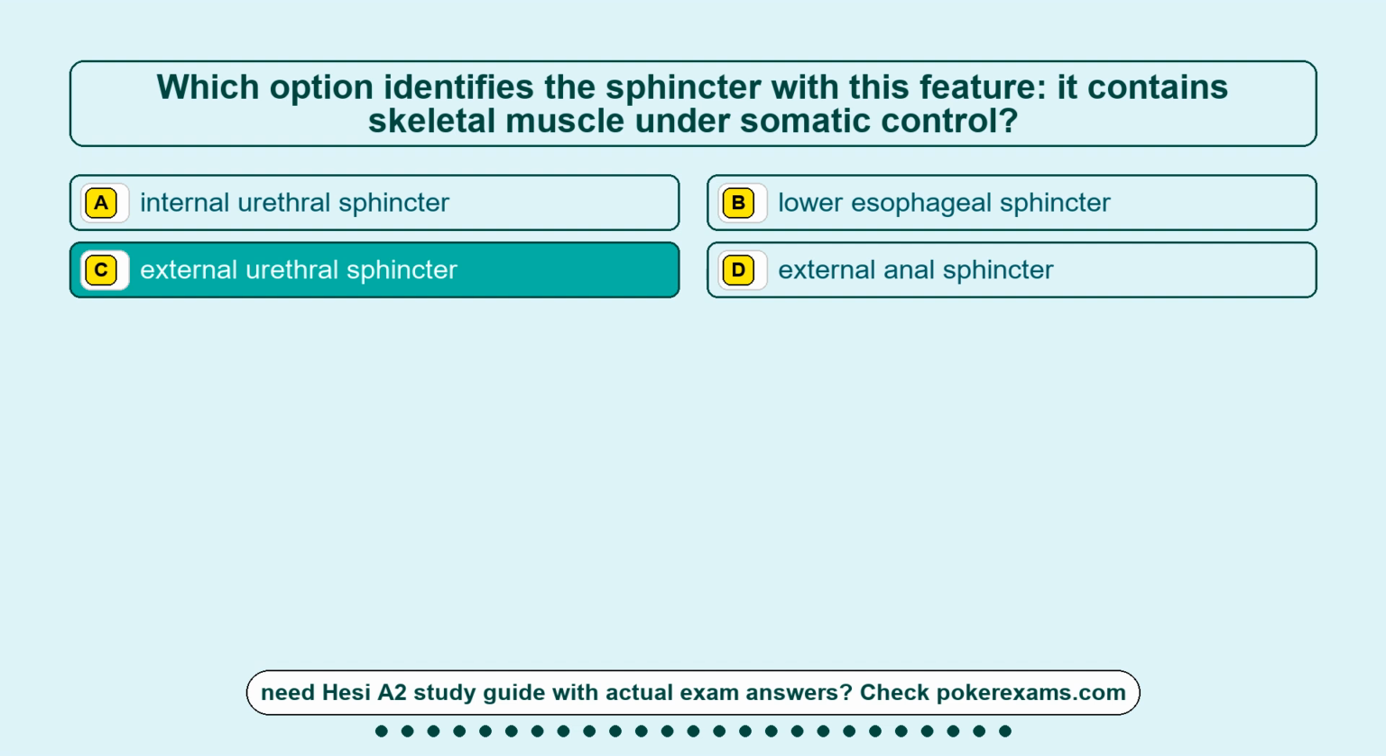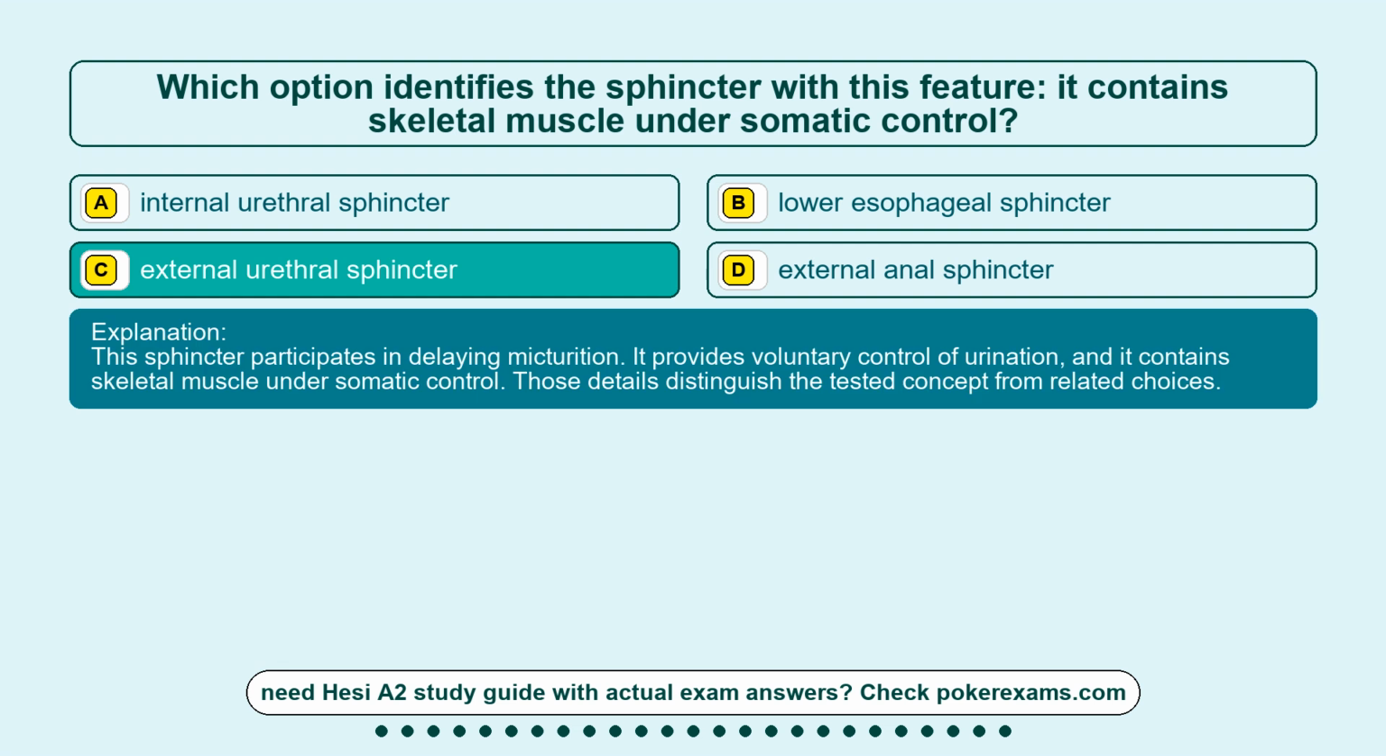The correct answer is option C, external urethral sphincter. This sphincter participates in delaying micturition. It provides voluntary control of urination, and it contains skeletal muscle under somatic control. Those details distinguish the tested concept from related choices.